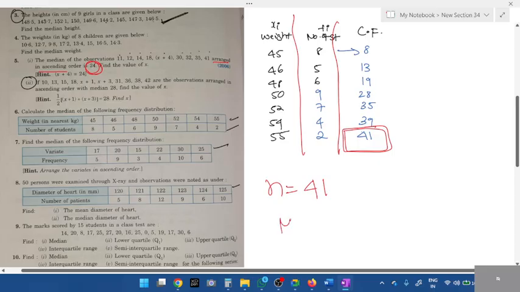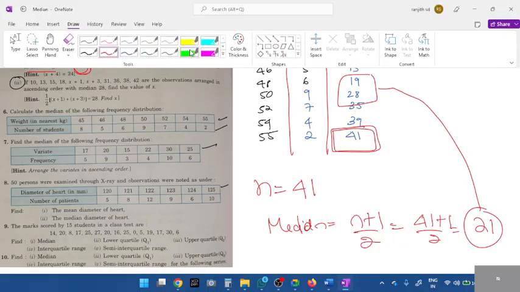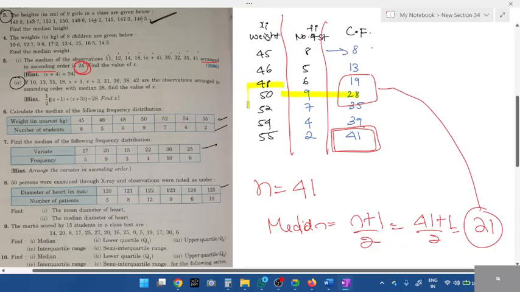Odd number. Then what is median, students? N plus 1 divided by 2. That is 41 plus 1. How much is 42 divided by 2? 21. Here, do we have 21? Anywhere? 21 lies between which ones? 19 and 28. Which is greater? 28. So with 28, whatever x value is associated, we need to take that. What's the answer? 50 is the answer. Is it clear? All of you understood?